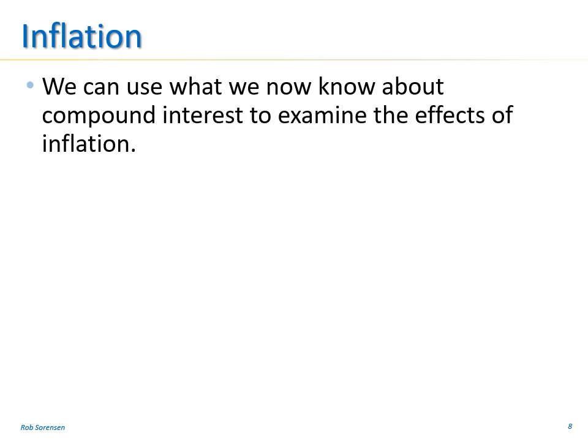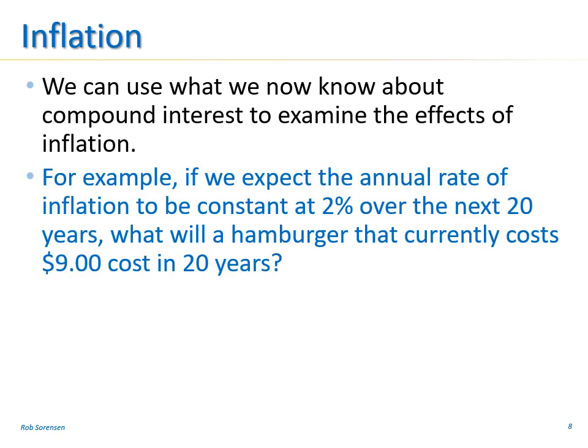Let's have a look at one final application in this section, and that's inflation. You may already feel like you've got a sense of how this is going to work. Basically, we can use what we know about compound interest to look at how values change over time. So if we think the annual rate of inflation will be constant over the next 20 years, how much will a hamburger cost? Well, let's assume they cost $9 now, and the inflation rate will be 2% each year for each of the next 20 years. So that's 2% over on itself every year.